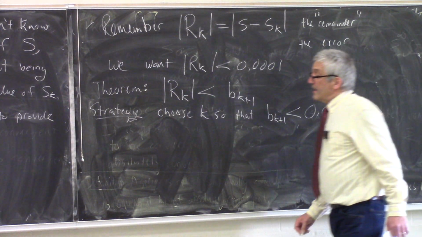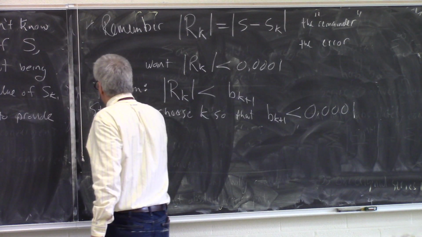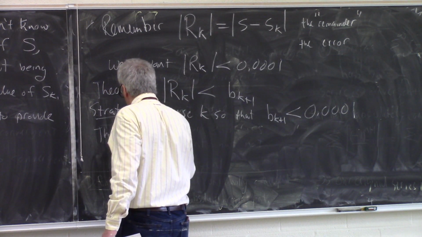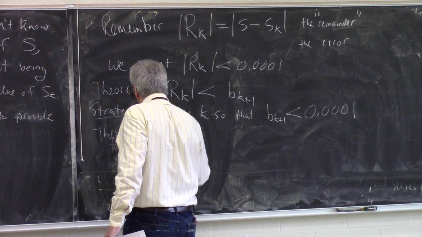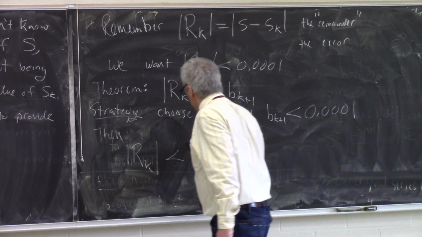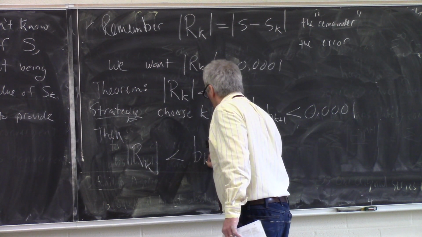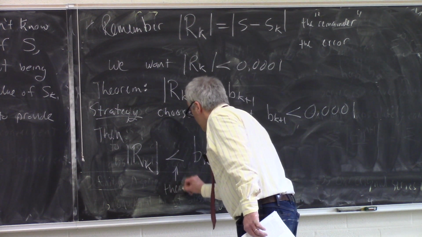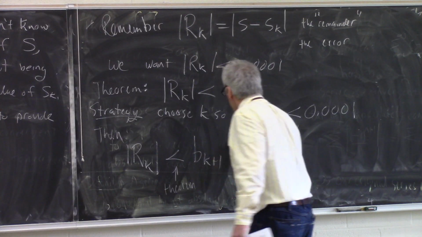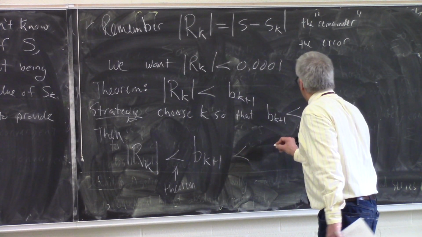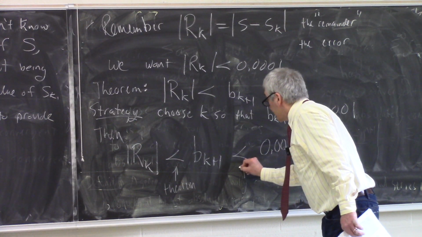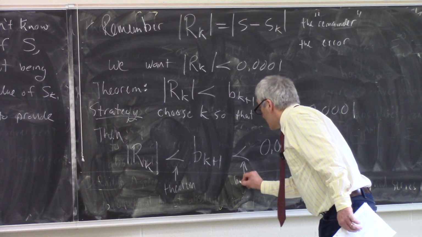So what would that get us? Well, then we'd have that the remainder, the error, by the theorem would be less than b_(k+1). That's by the theorem. And then we would make sure that that's less than 0.0001. This is by our choice of k.